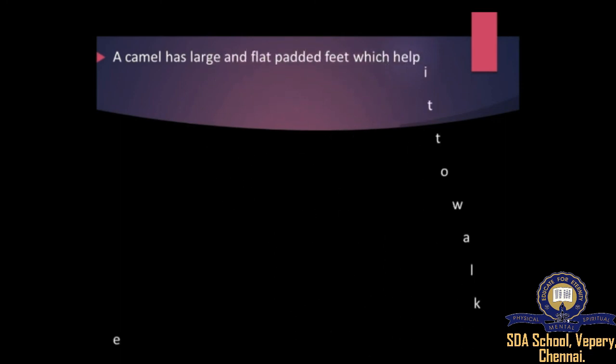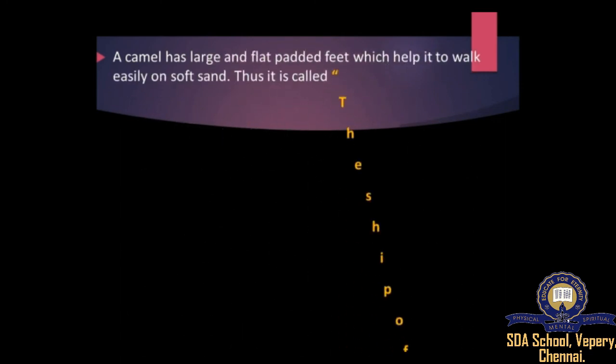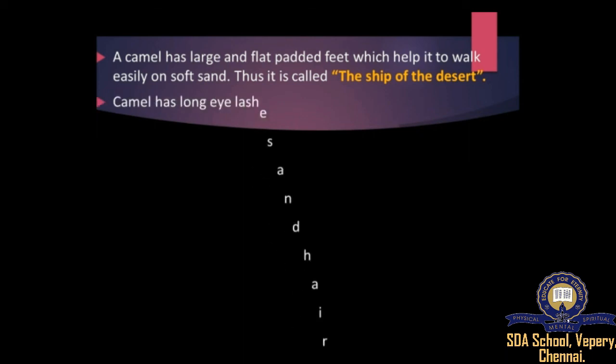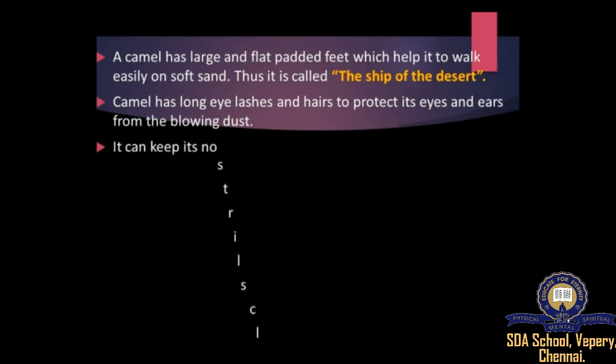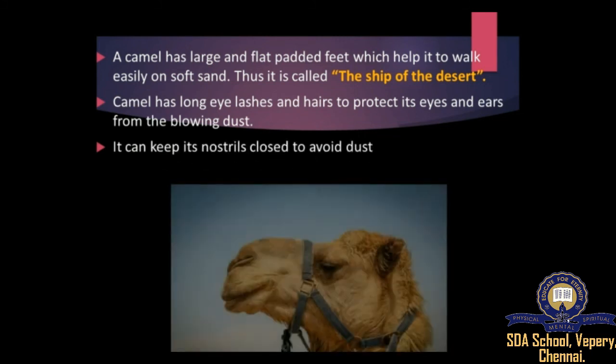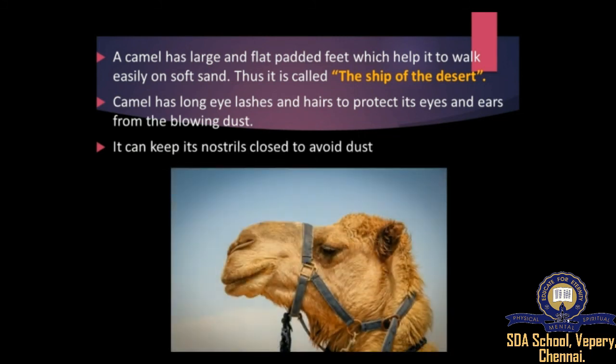And then we saw that the camel has large, flat, padded feet which enable it to walk easily on soft sand. Okay, thus a camel is called the ship of the desert. And we saw that the camel has long eyelashes and hairs to protect its eyes and ears from the blowing dust, and it can keep its nostrils closed to avoid dust. Okay, so this is all about camel.